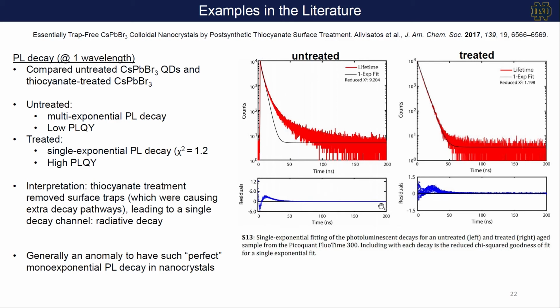improved. So the interpretation here is that this thiocyanate treatment is removing any surface traps, which were leading to this multi-exponential decay, leaving a single decay channel, and that's that radiative decay channel. Now, I know I just spent the previous slide saying you don't typically see this. This is a bit of an anomaly. Most nanocrystals are not so well behaved, but I think this is a very interesting example of looking at PL decay, a very careful analysis in the fittings that really represents what you can do and some of the interesting interpretation of the nanocrystals in this case. So I really quite like this example.